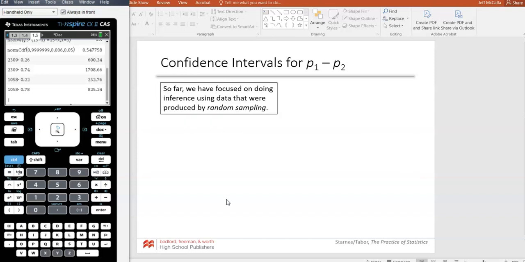So far, we've focused on doing inference using data from random sampling. I think every example so far has been random sampling, essentially.